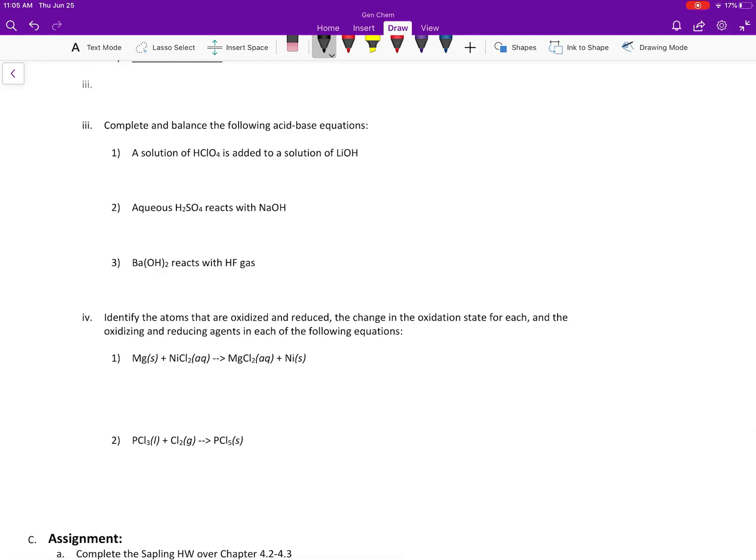We're going to do 2 of these acid-base reactions. The first one says a solution of HClO4 is going to react with a solution of lithium hydroxide. It is an example of AB plus CD, double displacement. But remember, one of the things it's always going to form in an acid-base reaction is water. So we have to identify where the water comes from.